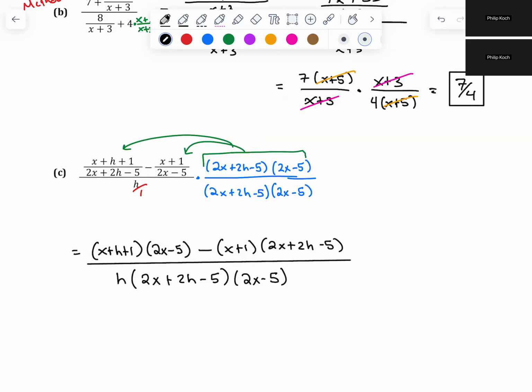Take a second. I know this is going to be a little tedious, but it's good algebra practice. We're going to need to know it. It's good for our algebra skills to go through this.